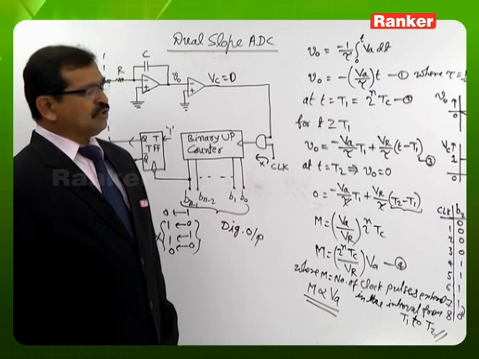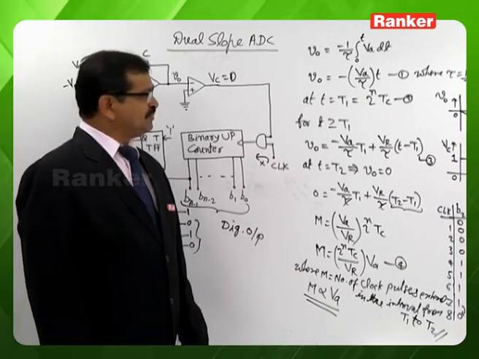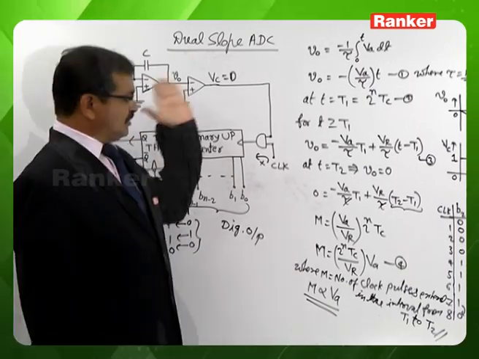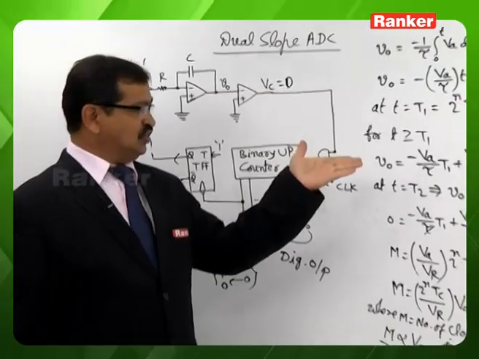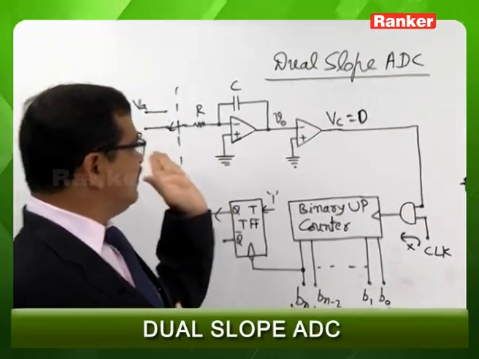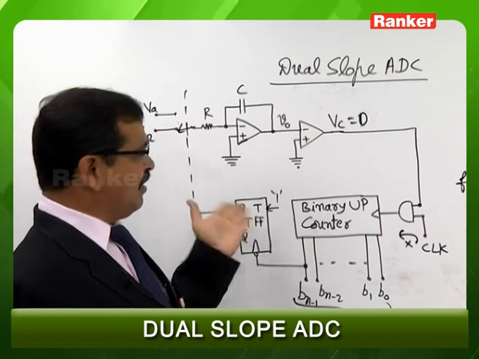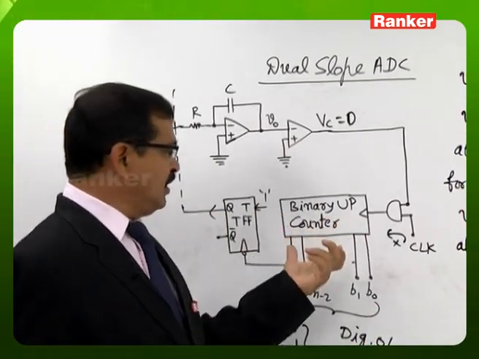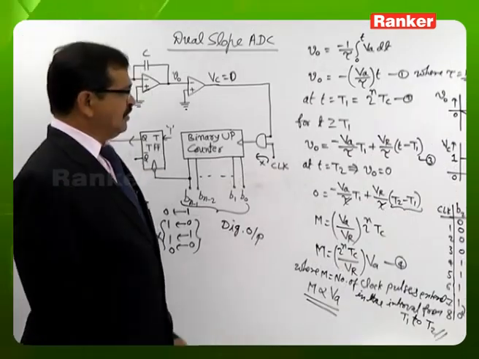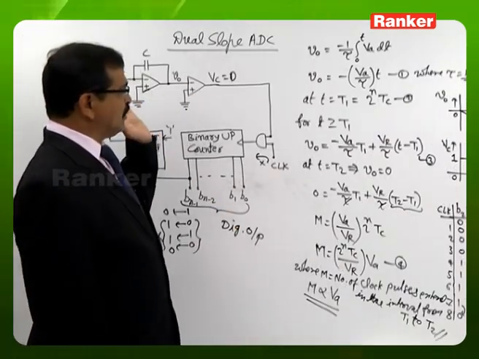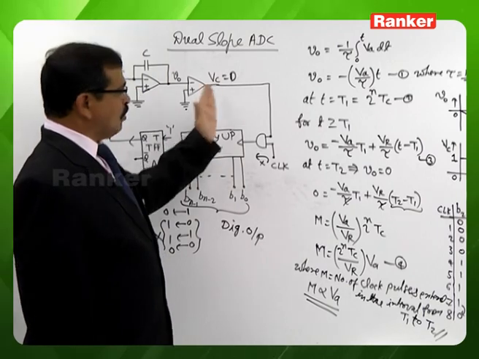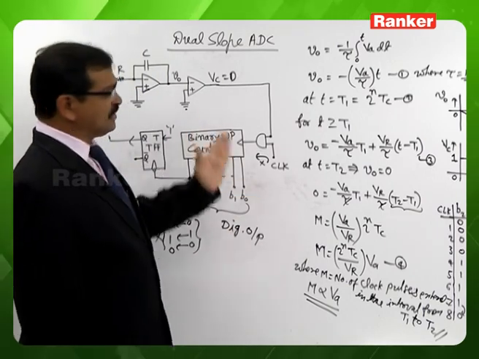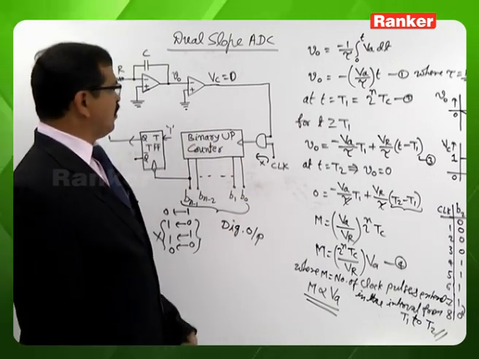So the conversion principle is very straightforward, and the circuit is simple. This analog to digital converter may be of any size. As far as the hardware is concerned, only this is the hardware. There is no increase in the number of comparators or anything else. Only the up counter size is to be increased. So the conversion principle is straightforward and the circuit complexity is less. These are generally considered to be the advantages of this dual slope analog to digital converter.